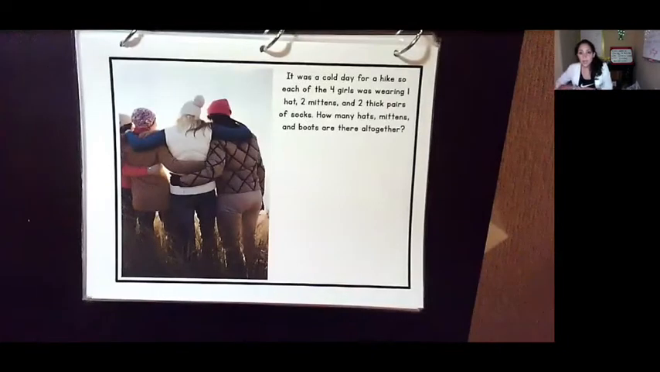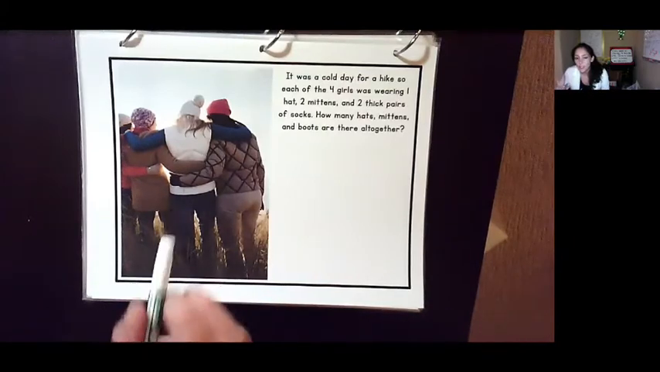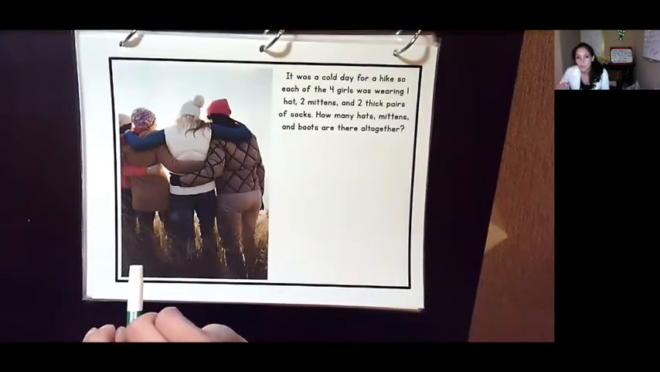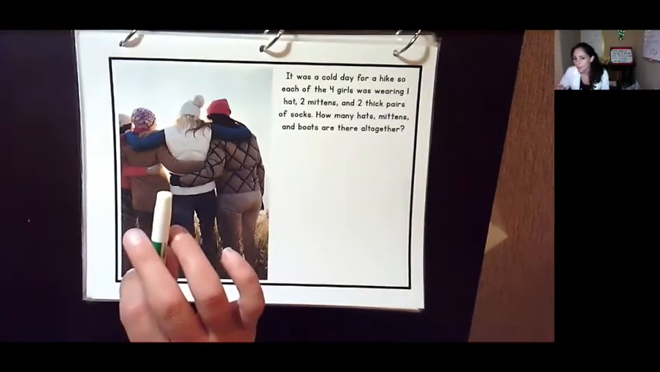So, friends, I'm going to leave you today with a new number story. Okay, so here it is. It was a cold day for a hike, so each of the 4 girls was wearing 1 hat, 2 mittens, and 2 thick pairs of socks. How many hats, mittens, and boots are there all together?